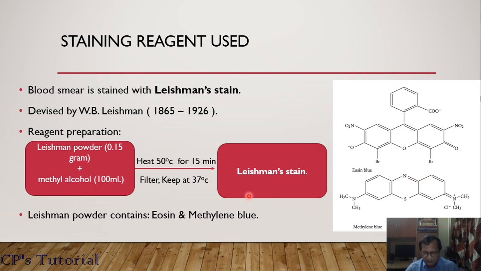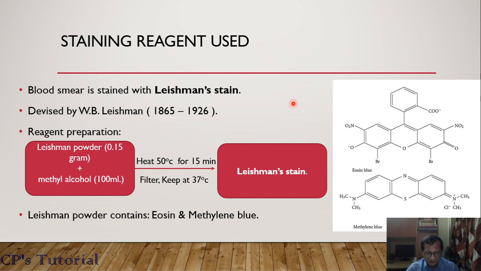This Leishman powder has two components, as you have noticed. The powder has two types of material, staining material, and it is dissolved in methyl alcohol. Remember that methyl alcohol is added there as a fixative of the cell.